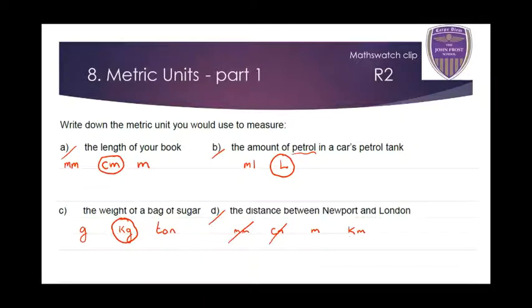Now, meters or kilometers. So meters, again, like we said, is to measure cars or houses. They're quite small. But a kilometer is 1,000 meters. Okay, so in this case, a kilometer is the sensible choice. If you were to measure the distance between Newport and London in meters, it would take you a long while. Okay, kilometers is the sensible answer here. Okay, so let's move on to the next part of metric units now.